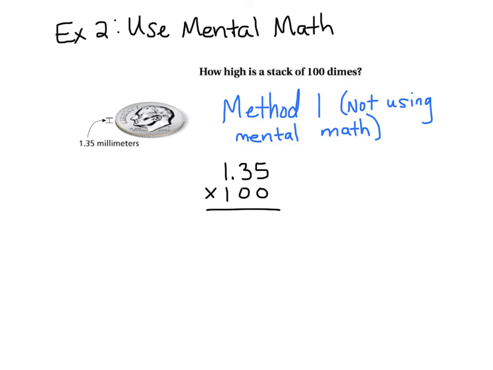Example 2 is going to teach us a trick to use mental math, but the first method they're going to show us is how to just do the regular multiplication, and then the second method will actually be showing you that tip for how to do it mentally instead of having to set up this whole problem. So the actual question here is, how high is a stack of 100 dimes? And over here they show us that each dime has a height of 1 35 hundredths of a millimeter.